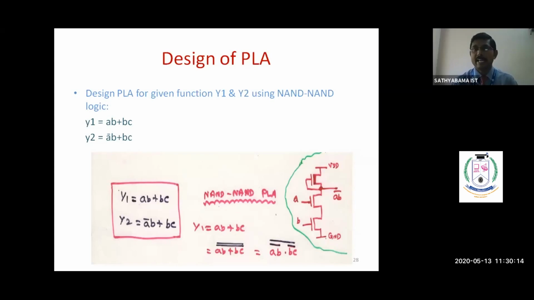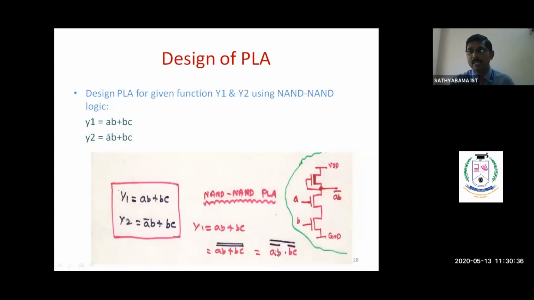How can we design the NAND logic? First, we have to convert the given function in terms of NAND functions. Y1 is equal to AB plus BC. This is the AND function. We have to convert it to the NAND function. So we have to apply a double bar, then we have to apply De Morgan's law again. We are going to break the line and change the sign. So we are getting (AB bar into BC bar), the whole bar.